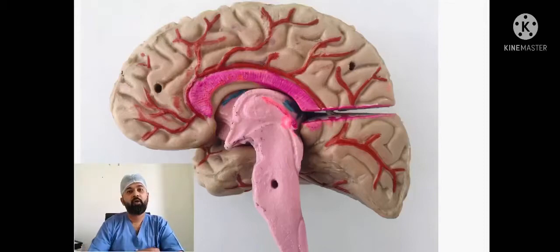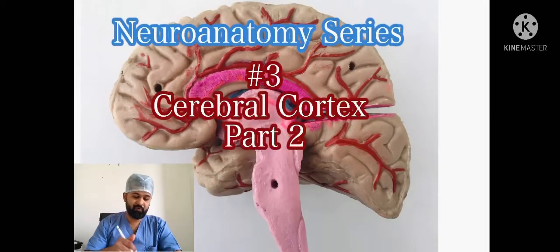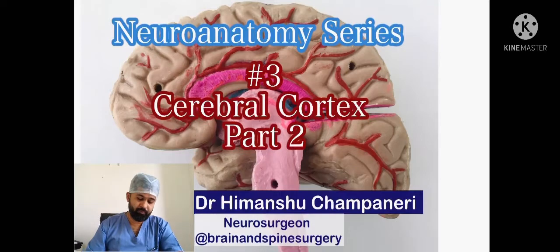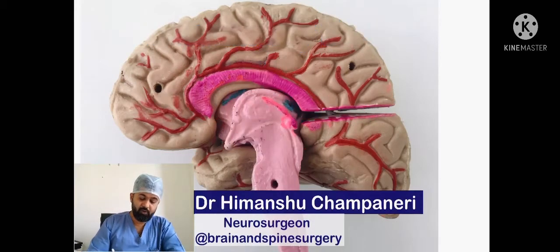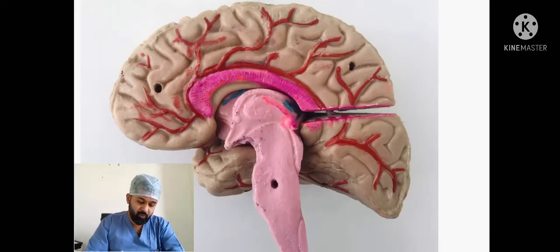Hello everyone. In this video we will discuss the medial surface of the cerebrum. As you can see, this is the medial surface of the cerebrum. The most prominent feature on the medial surface is the corpus callosum. This is the corpus callosum.